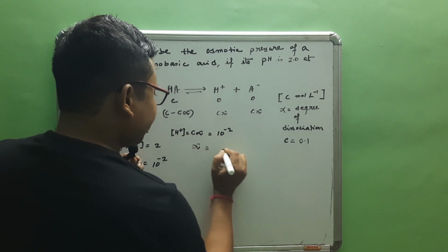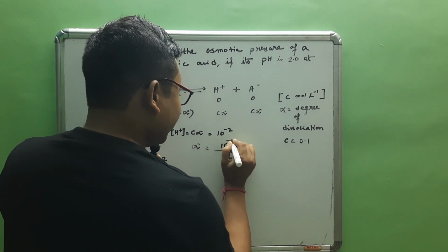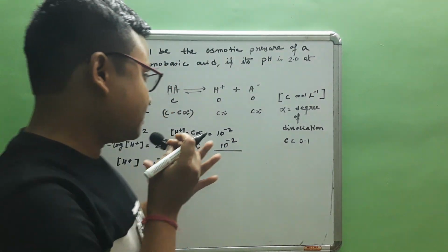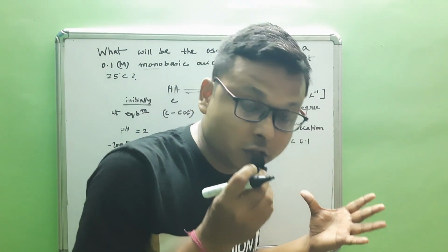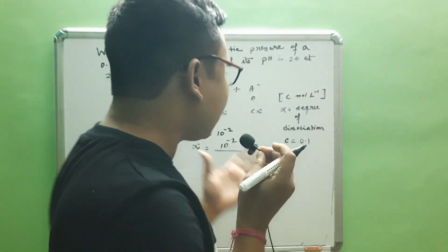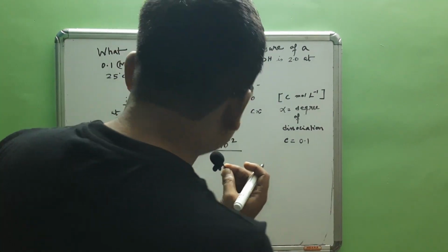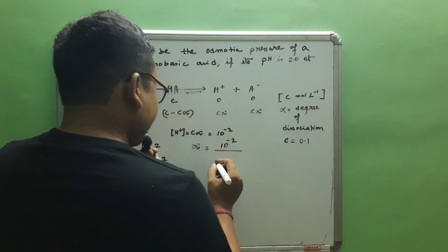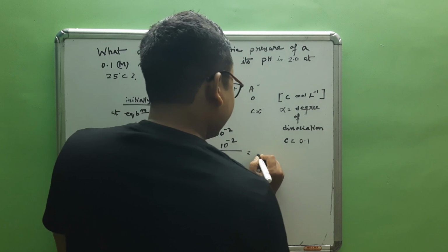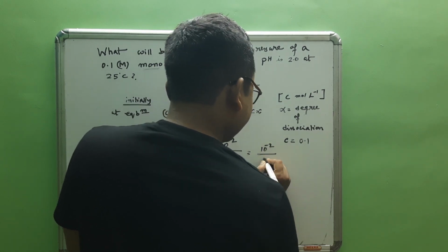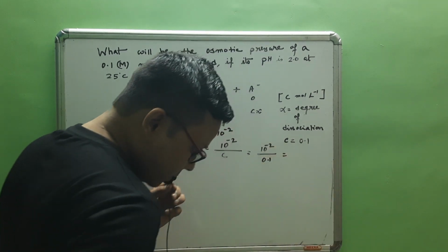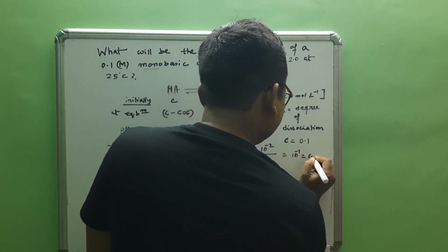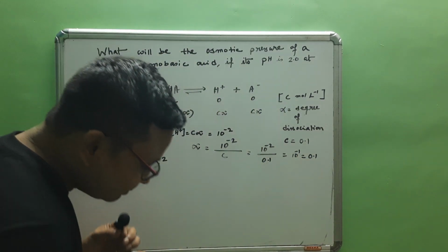Because in the beginning we said that we will be interested in two things: one is the degree of dissociation of the monobasic acid, and the other is the Van't Hoff factor. Now we are going to derive the degree of dissociation. So alpha equals 10 to the power minus 2 by C. The value of C is given as 0.1. So what will be the alpha? Alpha is nothing but 10 to the power minus 1, that is 0.1. So it is the alpha.